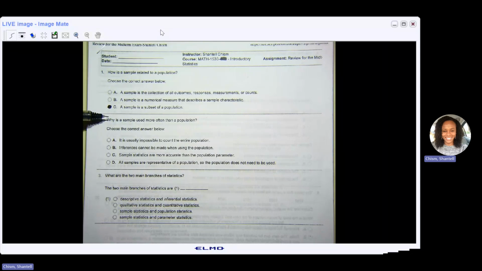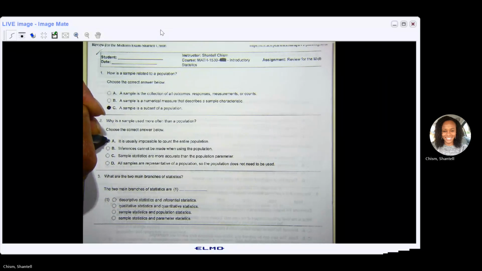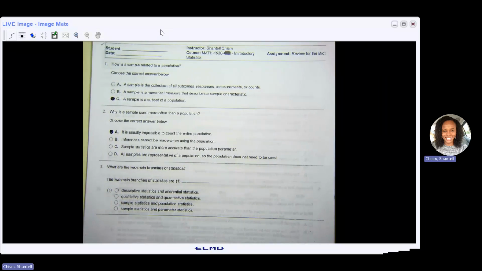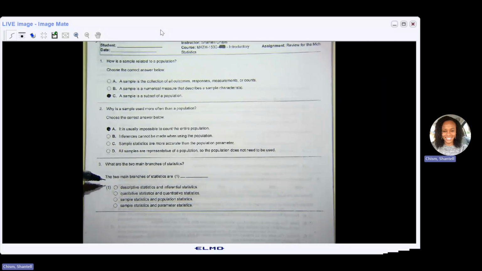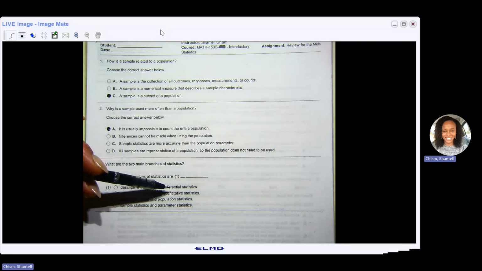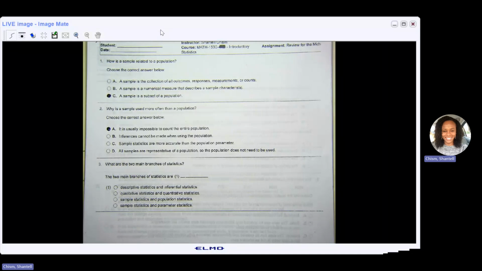Number two, why is a sample used more often than a population? That is because it's usually impossible to count the entire population. We usually don't have access to the entire population. So that would be A. Okay. Number three, what are the two main branches of statistics? There are two types, and we've been focusing on the first type up until this point, which is descriptive statistics. The other branch is inferential statistics. So that would be that first bullet there, that first dot that we'll select.